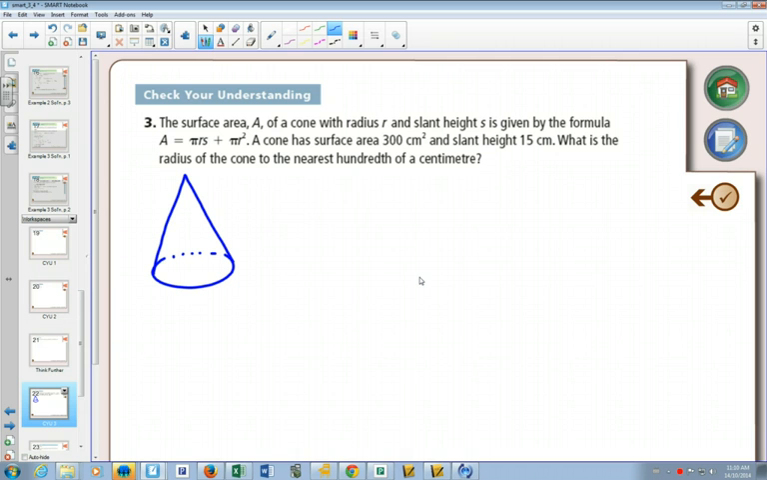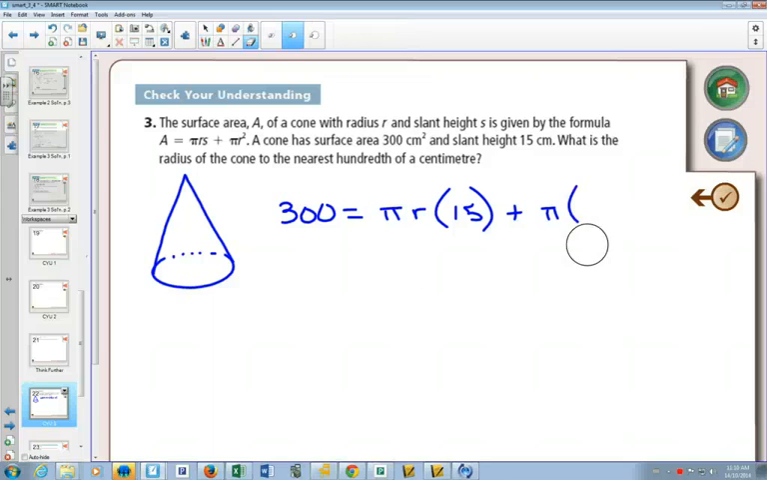So if we plug everything we know into the formula, we know it has a surface area of 300. We don't know the radius, but we know the slant height is 15. We get this equation. And this equation that we're trying to solve for has something squared, like an x squared. That's what makes it a quadratic equation.